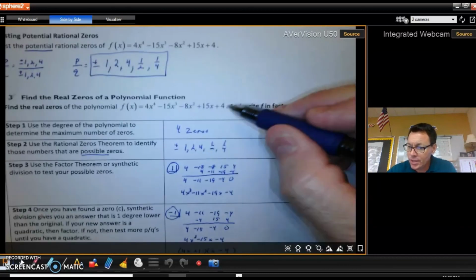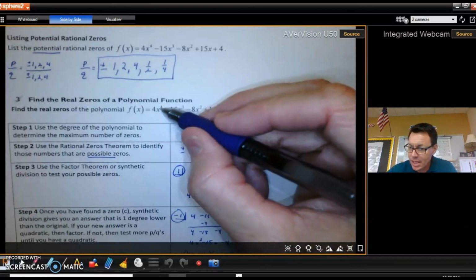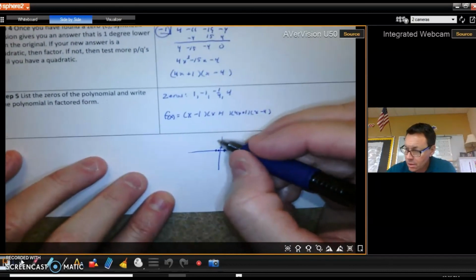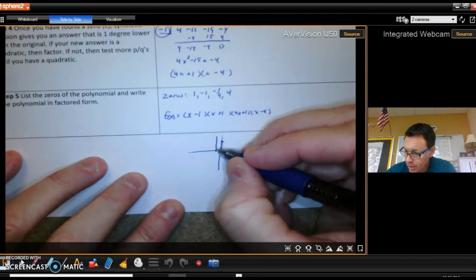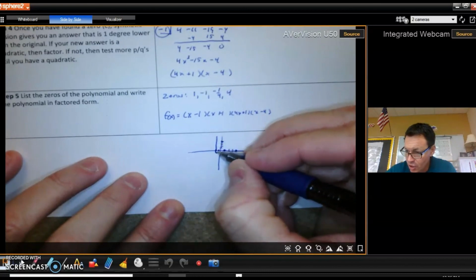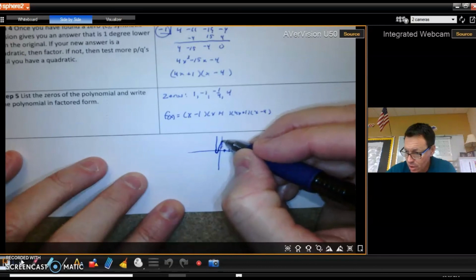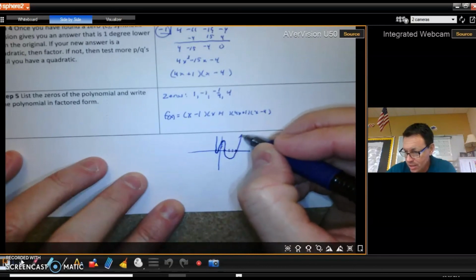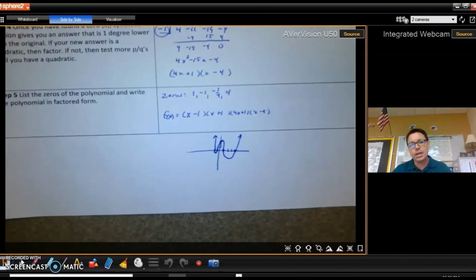I also know that the ends of this graph, because this is an x to the 4th, should be going up and up. So my graph is going to start up here. It's going to cross the x-axis. It's going to have to turn around, cross the x-axis, cross the y-axis. It's going to cross the x-axis and cross the x-axis again. So that would be a quick little sketch of what this polynomial probably looks like. Okay?